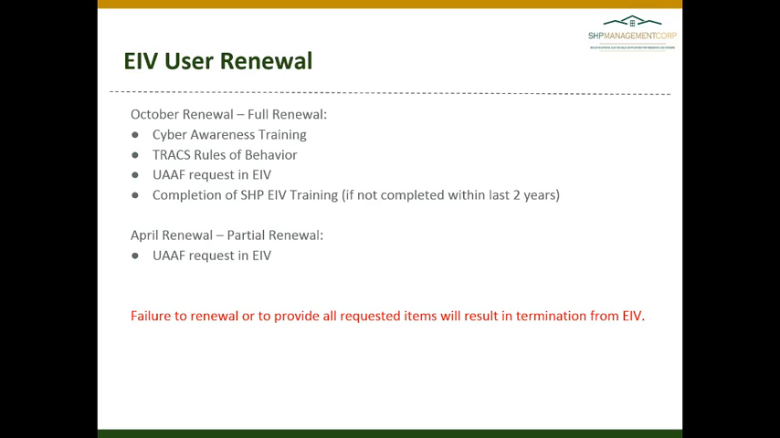The renewal in April is a partial renewal. The only item that is required is the electronic UAAF request in EIV. Failure to renew or provide all requested items will result in termination from EIV.